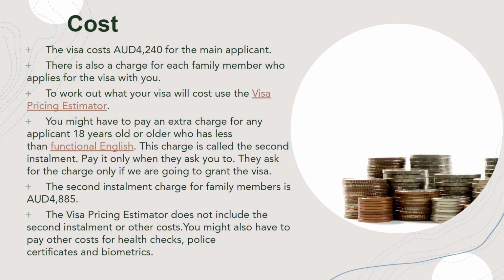You might have to pay an extra charge for any applicant 18 years old or older who has less than functional English. This charge is called the second installment. Pay it only when they ask you to. They ask for the charge only if they are going to grant the visa. The second installment charge for family members is 4,885 Australian dollars. The visa pricing estimator does not include the second installment or other costs. You might also have to pay other costs for health checks, police certificates, and biometrics.